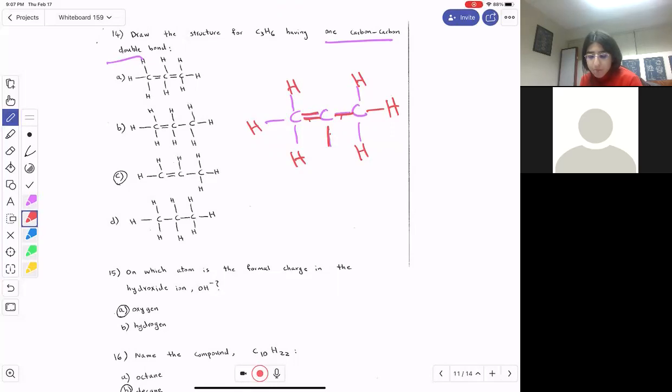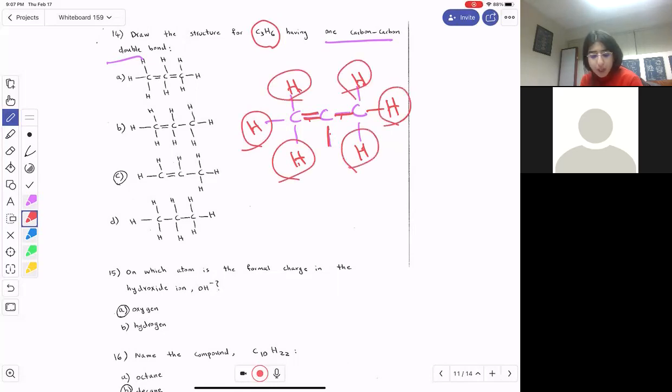C3, 1, 2, 3, 4. So we said C3H6, 1, 2, 3, 4, 5, 6. So that's why I just eliminate this bond here. And let's see what I did wrong. Okay, can you see what I did wrong?